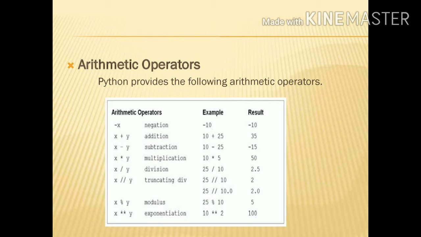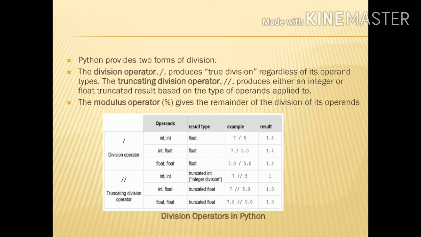The division operator slash provides true division regardless of its operand type. The truncating division operator double slash provides either an integer or float truncatable result based on the type of the operand applied to. The modulus operator gives the remainder of the division of its operand. Here is an example of division operator as well as truncating division operator.